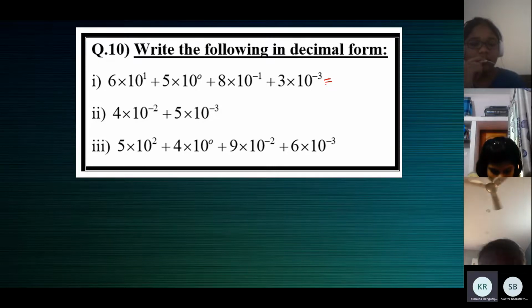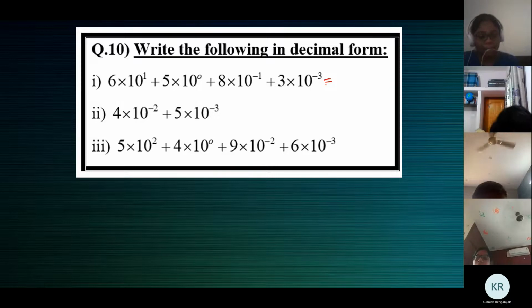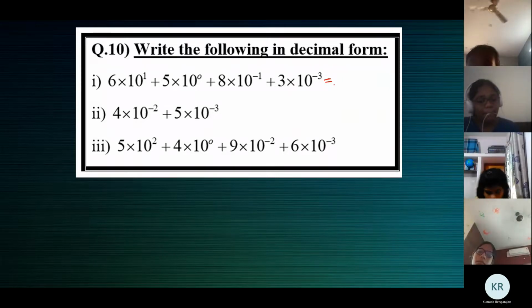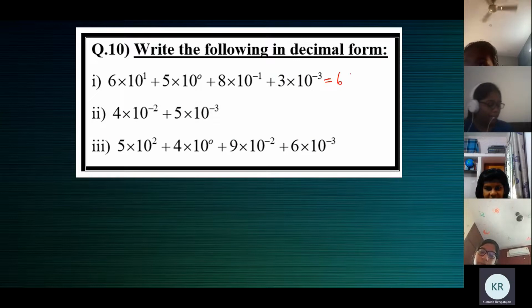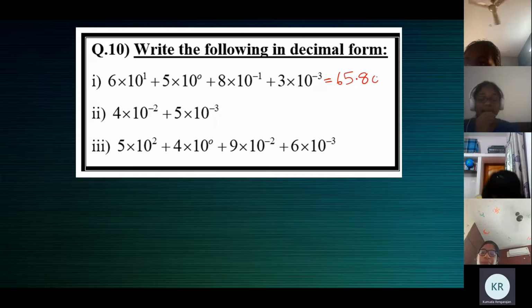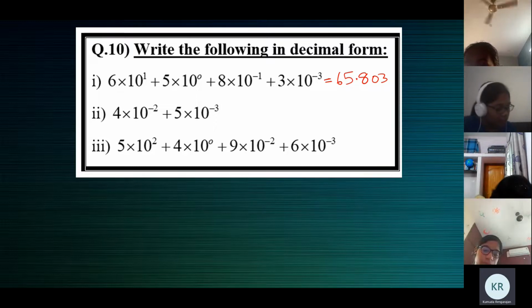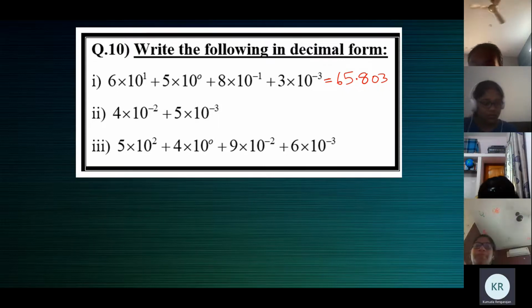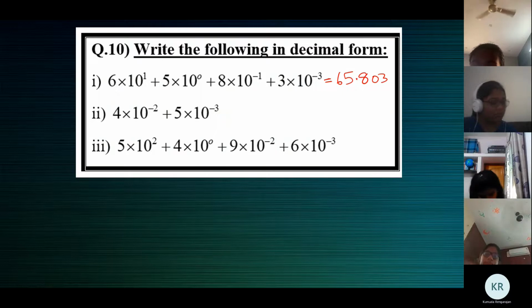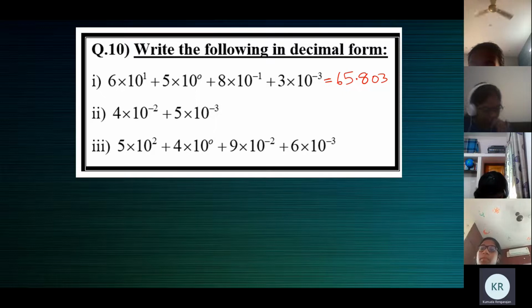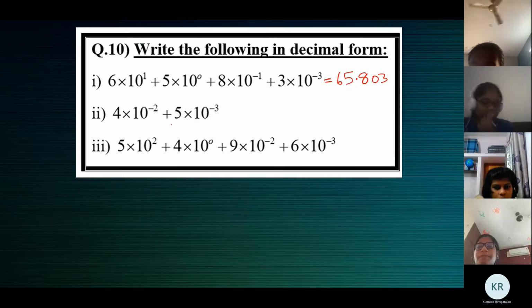Harshita, what is the answer to the first one? Ma'am, for the first one, the answer is 65.803. Okay, after the decimal point, we don't read the number like that. Read the digits individually: 803. Okay, ma'am. 65.803. Friends agree? Harshita's friends agree with her? Yes, ma'am.